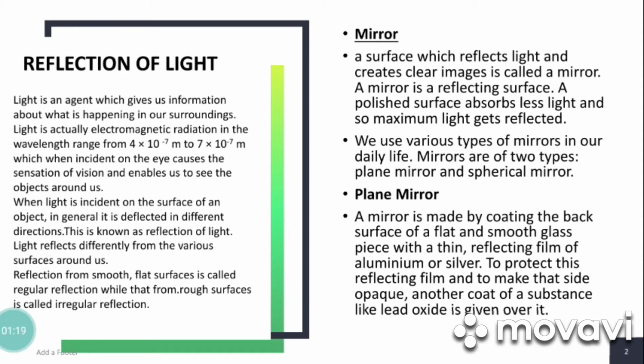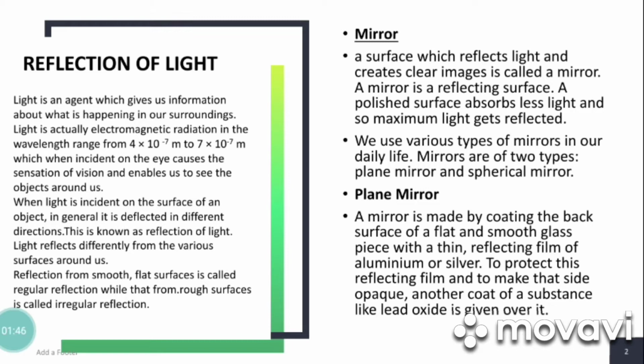What is a mirror? A surface which reflects light and creates clear images is called a mirror. A mirror is a reflecting surface. A polished surface absorbs less light and so maximum light gets reflected. We use various types of mirrors in our daily life. Mirrors are of two types, plane mirror and spherical mirror.